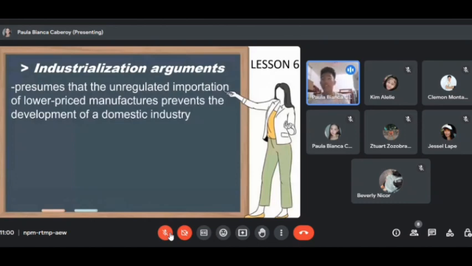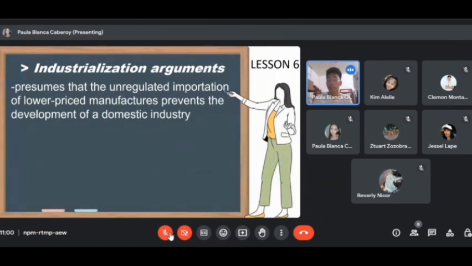Unregulated importation of lower-priced manufactured goods prevents the development of a domestic industry. So these arguments suggest that unregulated importation of lower-priced goods can hinder the development of domestic industries. So the fear is that relying too heavily on cheap imports may prevent the growth of local industries, leading to economic stagnation. So, what are the potential benefits of import restrictions?